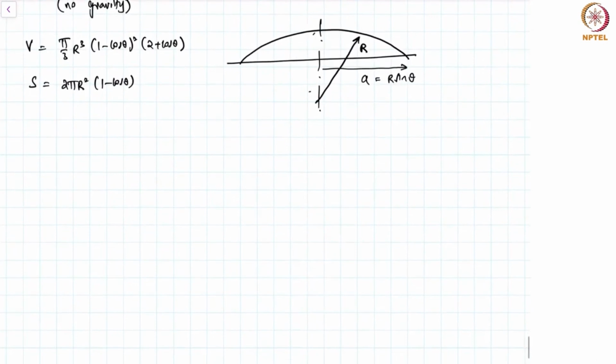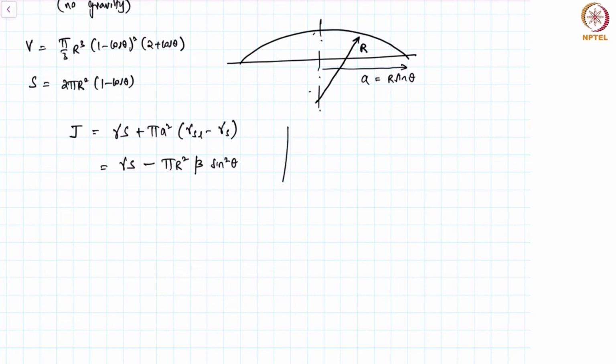The energy functional, let's say J, would be γ times S. Then we have the surface area of the solid, and this quantity would be γs minus, instead of writing it like this, we'll write it as πr², a parameter β times a sin²θ. The idea of this parameter β is that it can be applied for different settings.